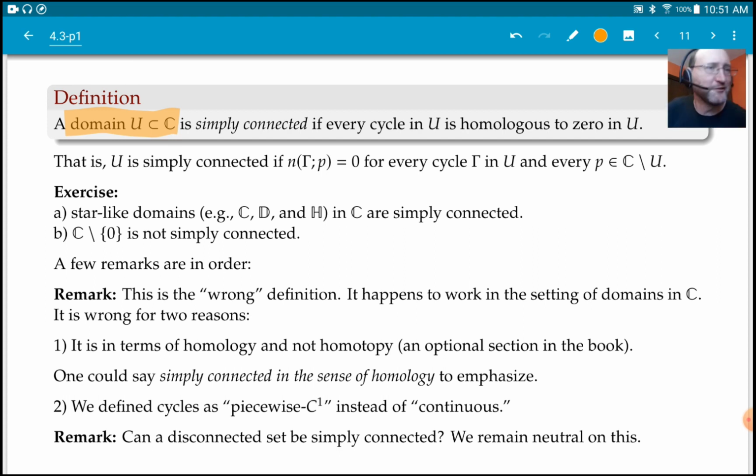Even the topologists can't agree on this, and they just say it's the wrong question. So we won't apply the term simply connected or not simply connected unless we're talking about a domain. We're only going to talk about domains when we say simply connected, not simply connected. So only connected open sets.